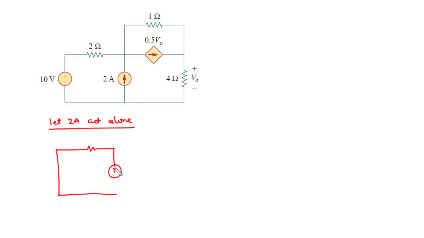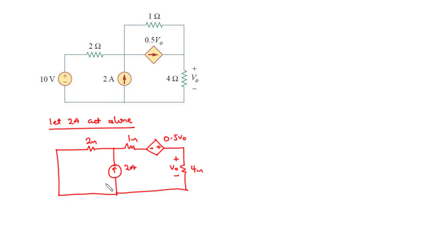We have this to be the current source, 2 amperes. And then again, deploying the principle of source transformation, we are going to have the resistor in series with the dependent voltage source. So that's going to be 0.5 V naught from the previous section. And then we have the 4 ohms resistor, V naught.